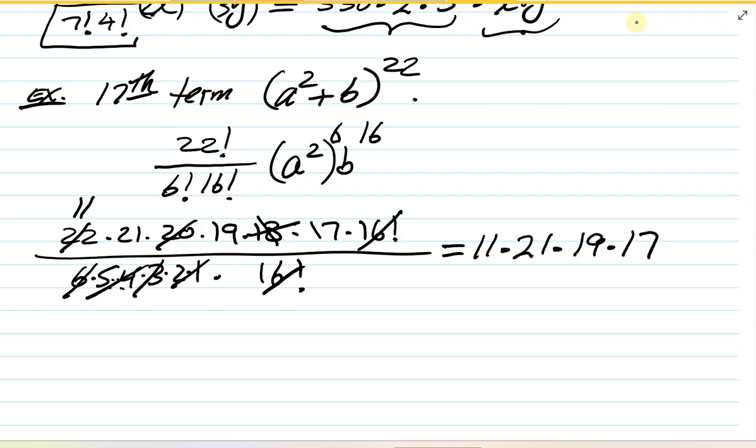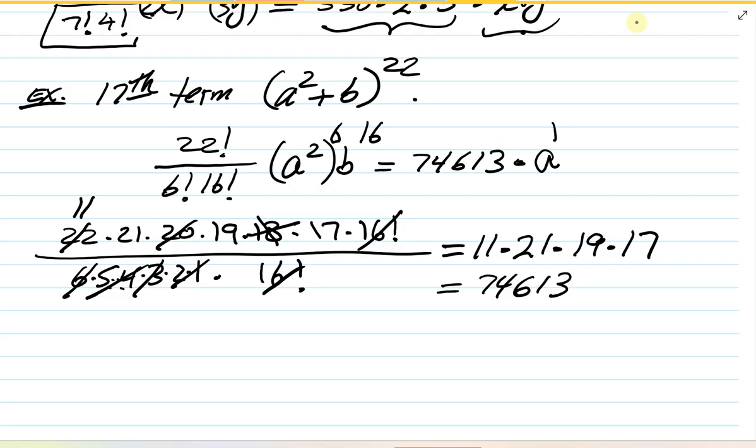That I can do on my calculator again. Okay, so let me do that. On my calculator, I'm doing 11 times 21 times 19 times 17. And the number I got is 74,613. So this is 74,613 times a squared to the 6th.